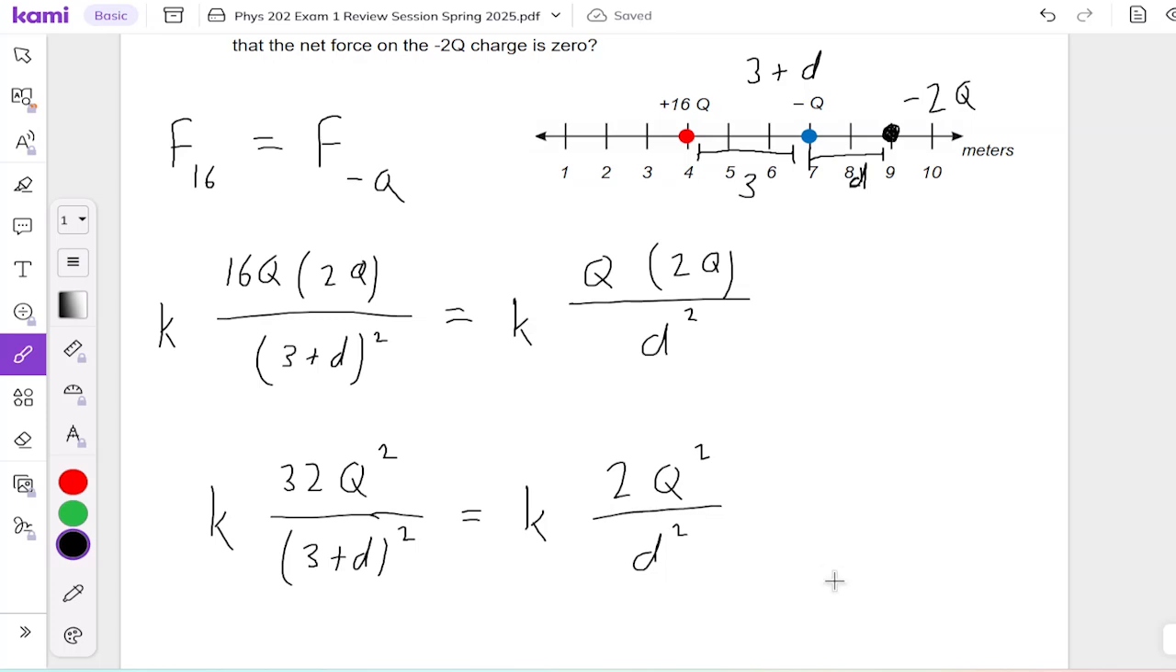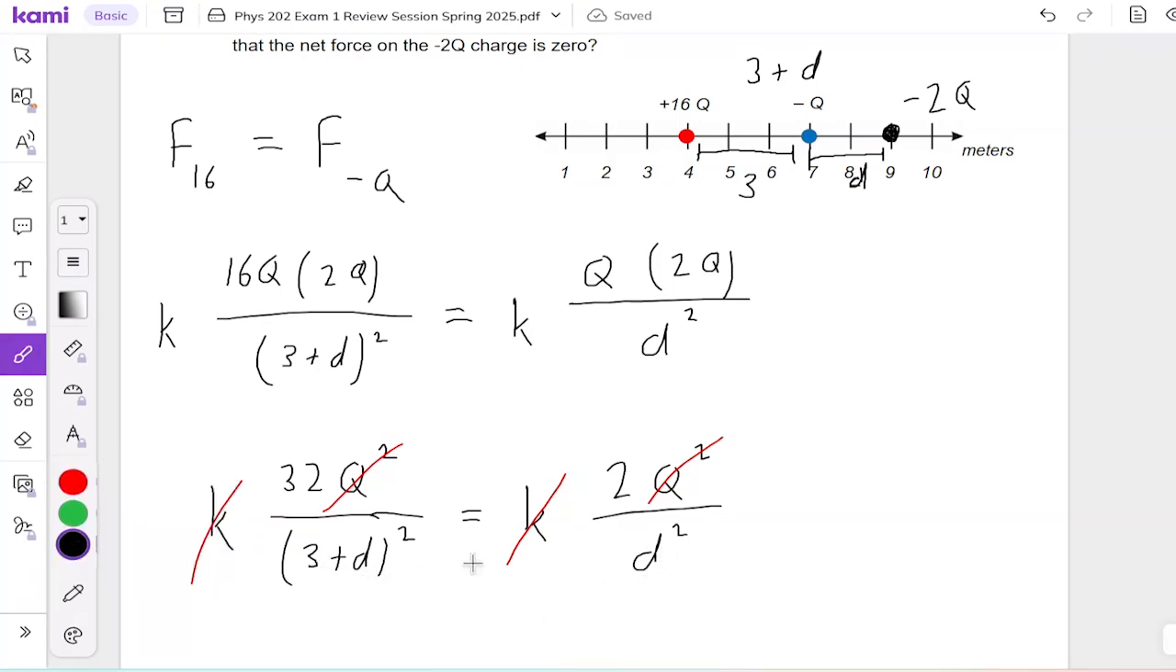And at this point, it's just algebra. I also noticed that a few things cancel out. The K's cancel. The Q's squared cancel. Do you think the D's will cancel? No, they will not, because the 3 plus D is in parentheses.